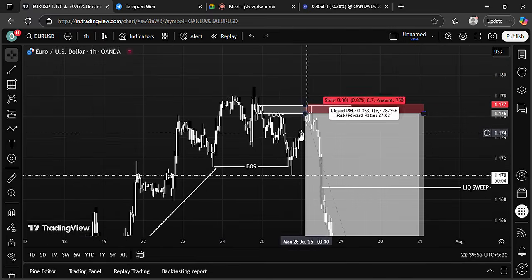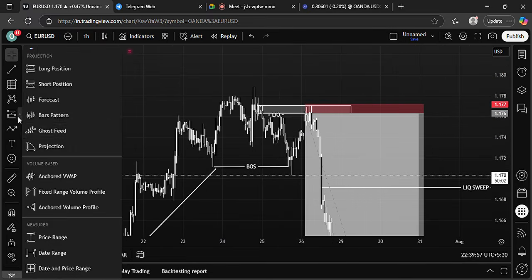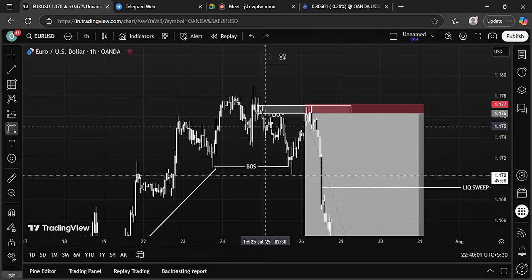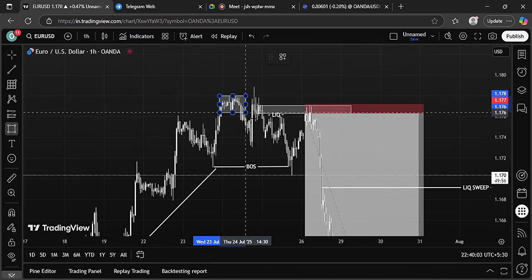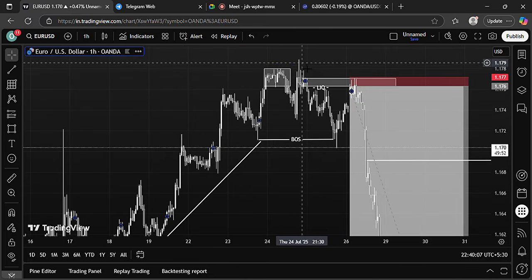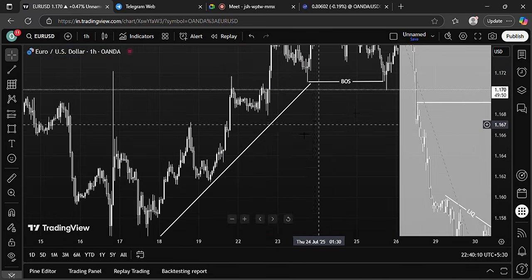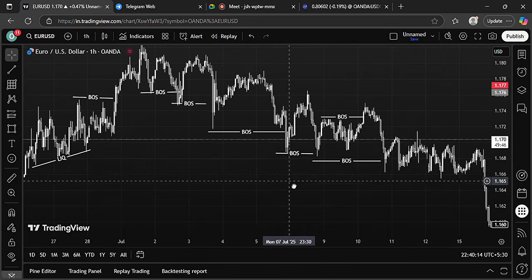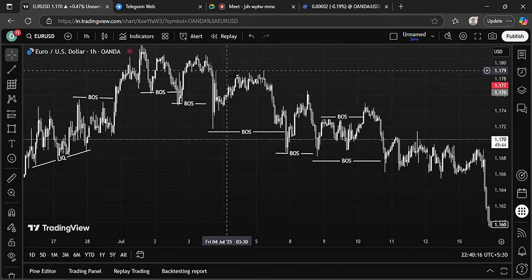I told you guys this entry before in the Discord live. This was a liquidity pool in 1 hour time frame. Oh no, smaller time frame, 15 minutes. And it swept liquidity from the upside and then went down. Trend changed. If I find one more, this was also a liquidity pool I told you.